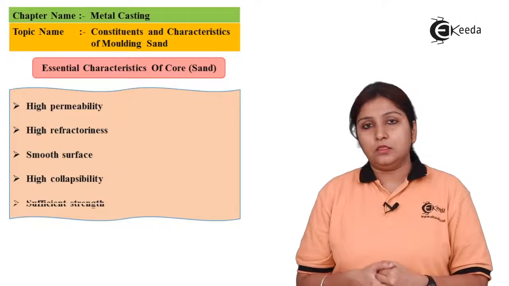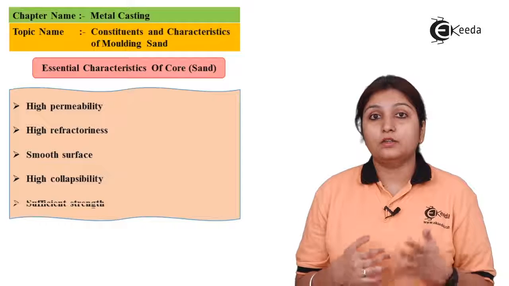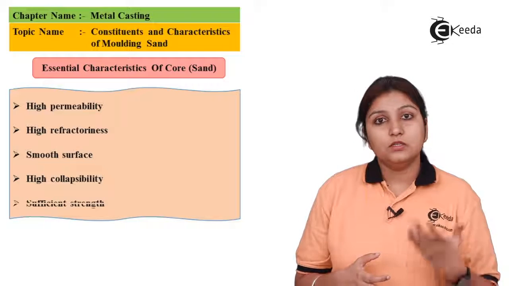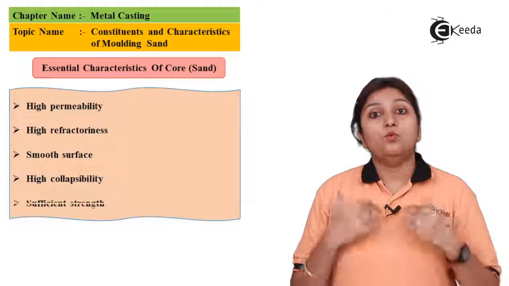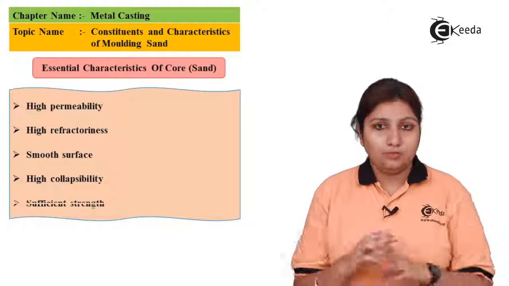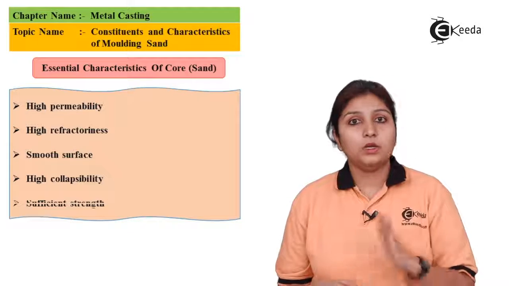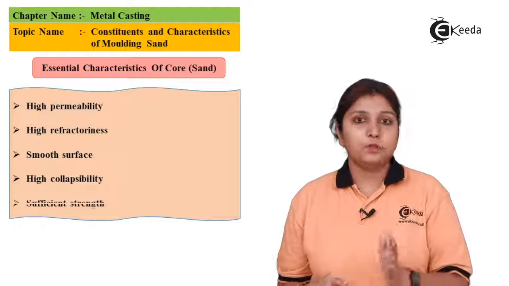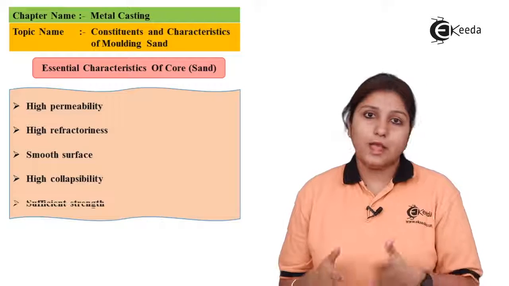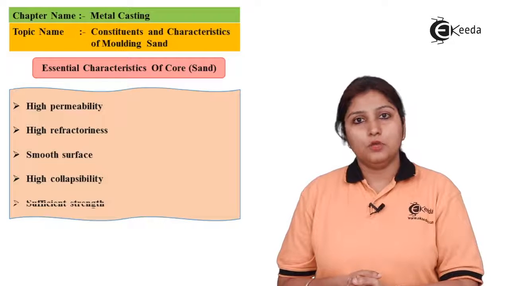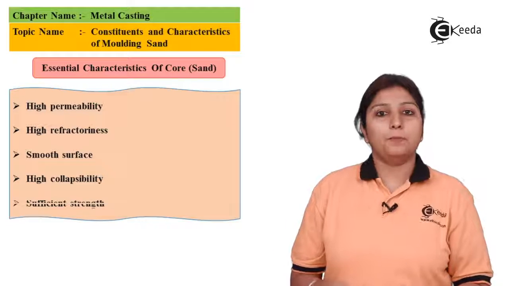Then we go to strength. Again, it should have high strength so that it does not collapse easily. Sand has the property of collapsing when we want it to collapse. After the whole process is done, collapsibility is required. But when the process is going on, it needs strength. Strength is a property in which the sand needs to stay in its place and not get wiped off. So permeability, refractoriness as well as strength are important properties.